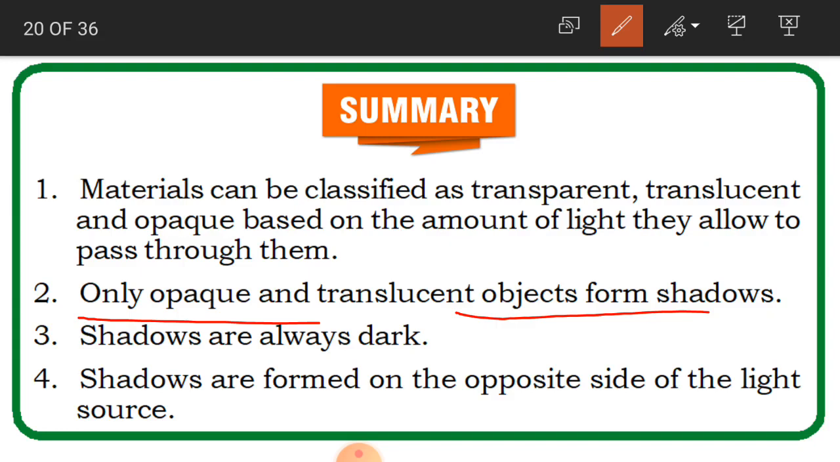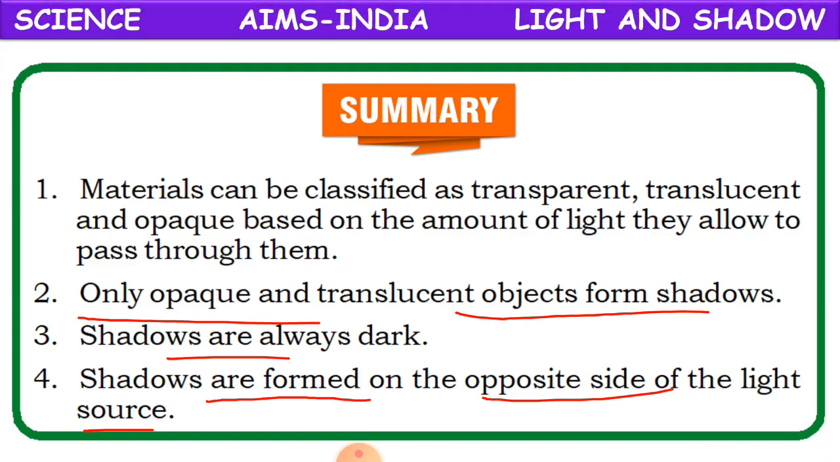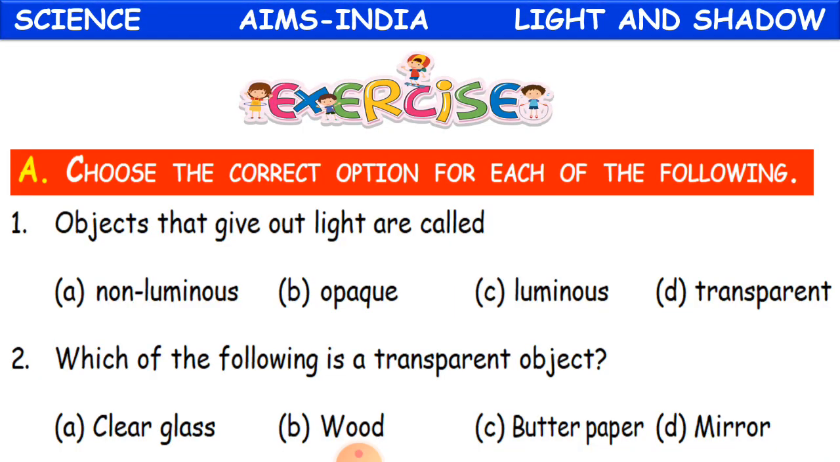Only opaque and translucent objects are going to form shadows, and shadows are always dark. Shadows do not have colors, so they are always dark in color. And shadows are formed on the opposite side of the light source. Suppose you are getting light from your front side, the shadow is going to be formed on your back. That is, the opposite side from the light source. Clear, children? Now, here you have got some exercises.